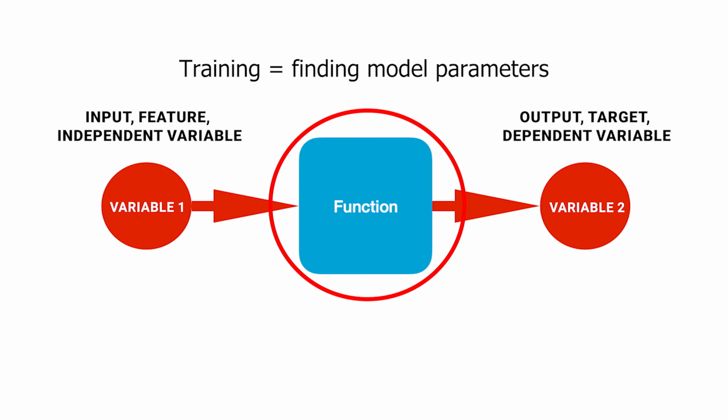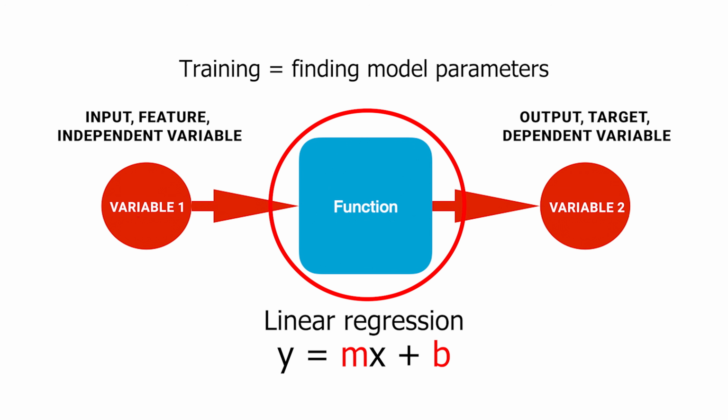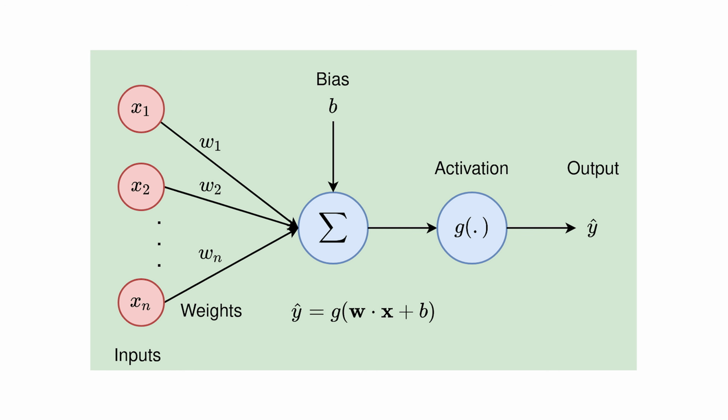For example, in a linear regression model, the slope m and intercept b are parameters that the model adjusts to fit the data. In more complex models like neural networks, parameters include all the weights and biases that are automatically adjusted during training to minimize prediction errors. Weights and biases correspond to the slope and intercept of linear regression.